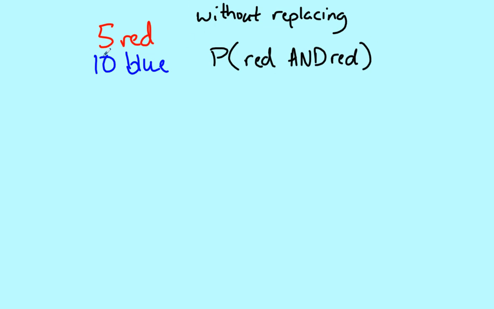Okay? So the first time we pick red, there's 5 to choose from, so that would be 5 out of a total here of 15. And then the second time, there's not 5 red anymore because we took 1 out, which means there would only be 4 remaining. So that would be 4 out of a new total. It's not 15 because again we took 1 away, so 4 and 10 makes 14.